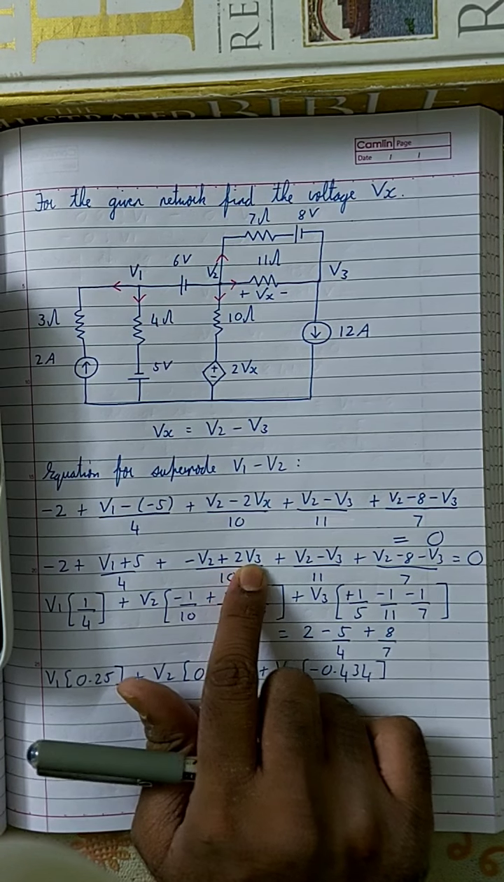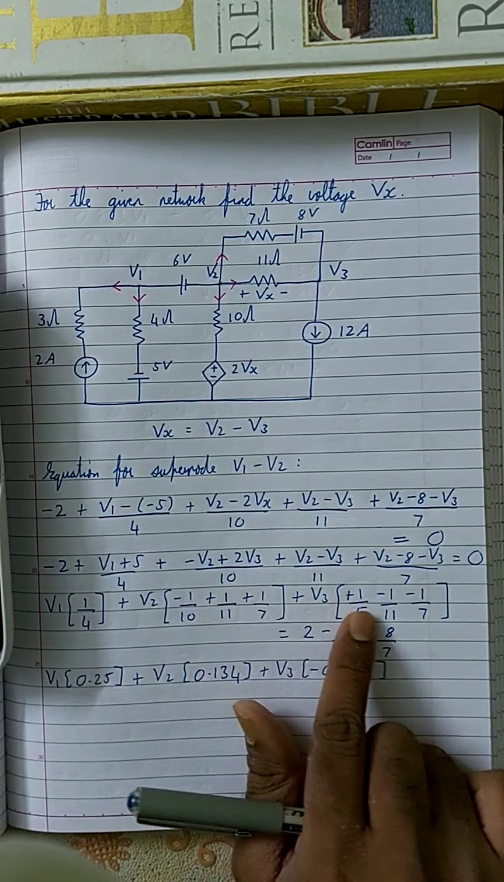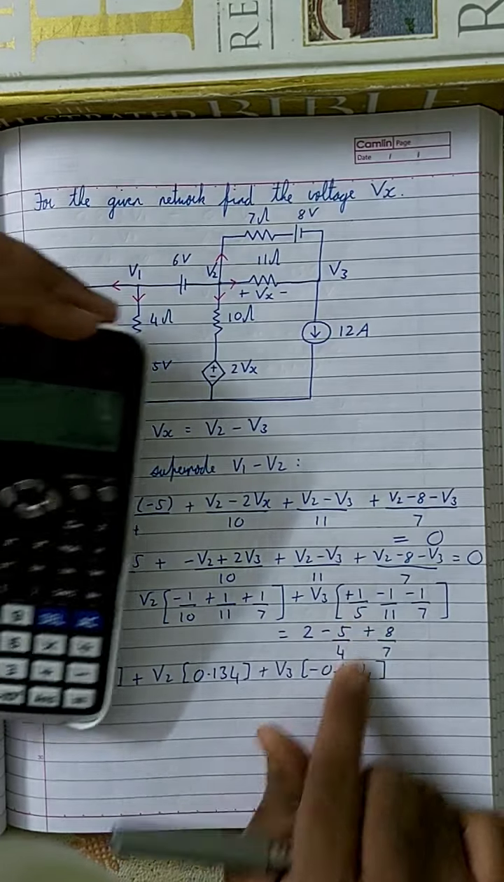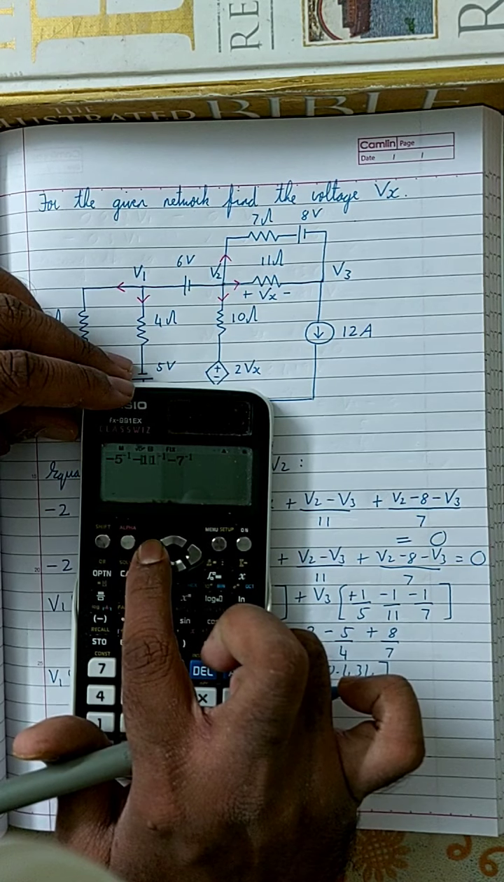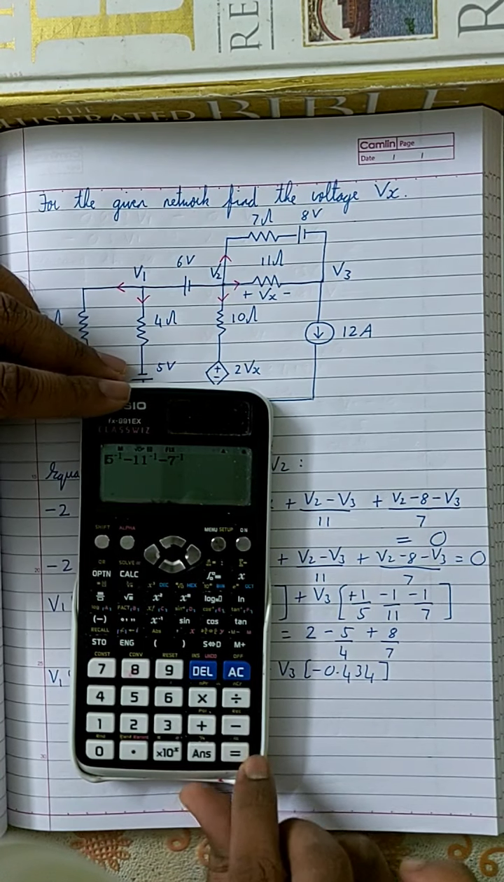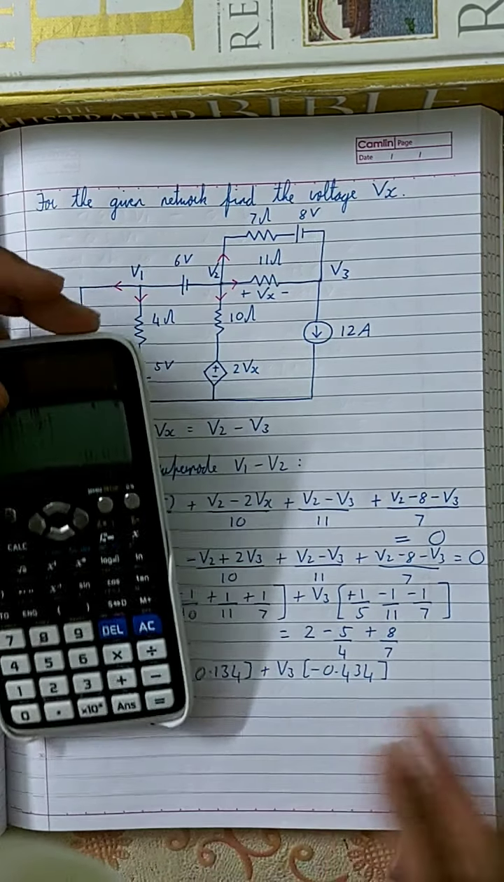See, you have plus 2 V3 by 10, right? So if it's just plus 2 V3 by 10, it becomes 2 by 10, which is nothing but 1 by 5. This is correct, right? It's 1 by 5. That's why it's looking like that. So which means, remove this minus sign over here. That's it. So you have minus 0.034.